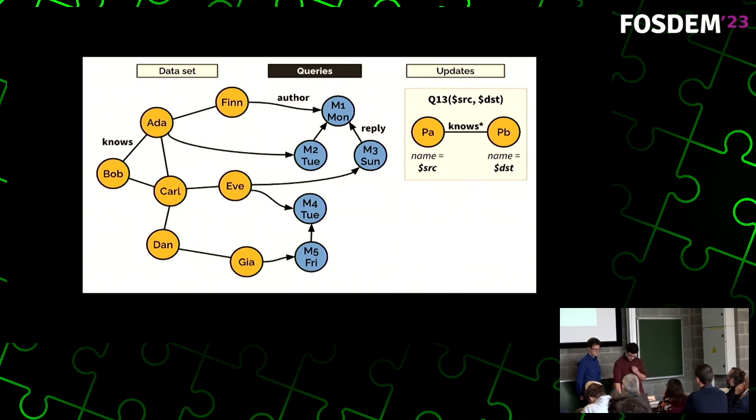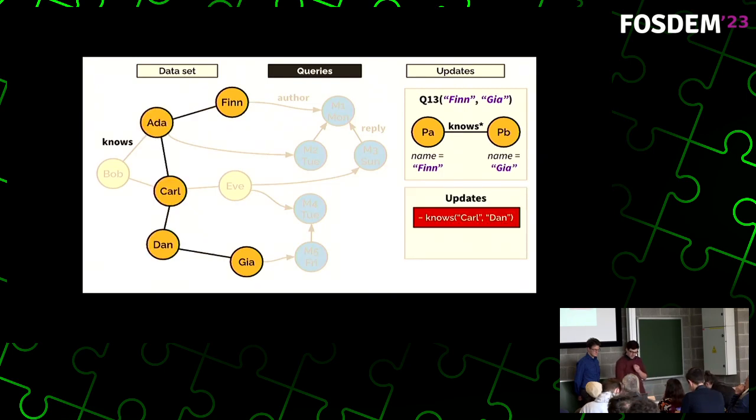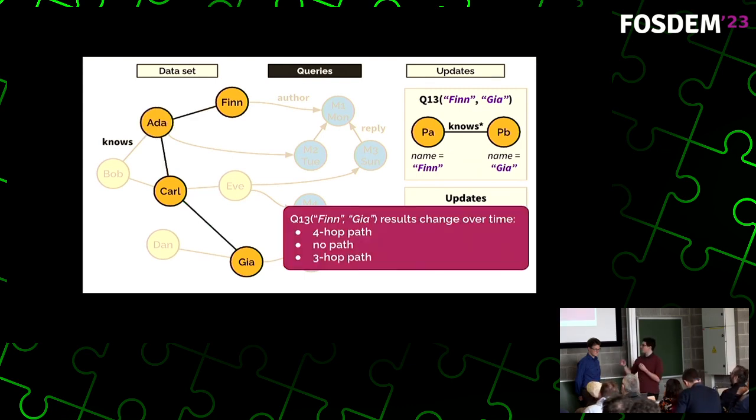Now we are going to give another example to also stress the temporal aspect of this benchmark. So suppose we want to find a path between two persons. So we have a start person and a destination person, for example, Finn and Gia. Then we can see here that we have a four-hop path between these persons. But at one point in the benchmark, it can happen that a knows edge is removed, and then there is no path anymore. It can also happen that another edge is inserted between Carl and Gia, and then we have a path again. And so for the same parameters, we can actually have 3 different outcomes.